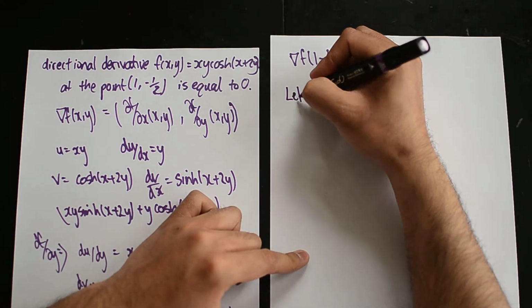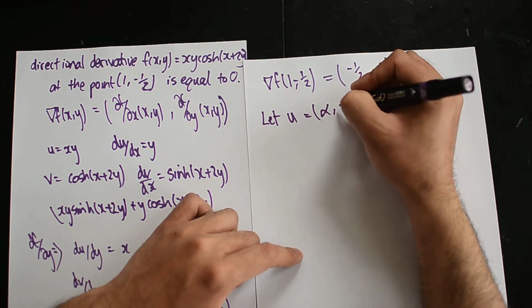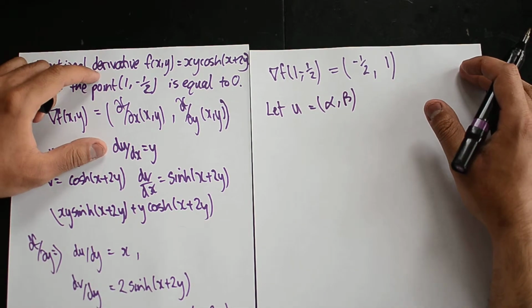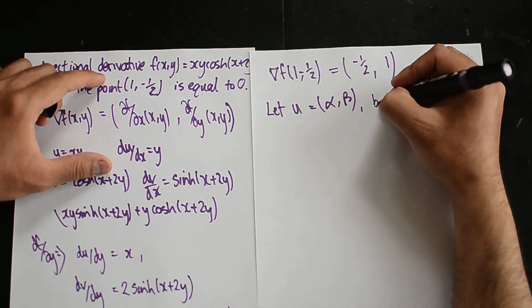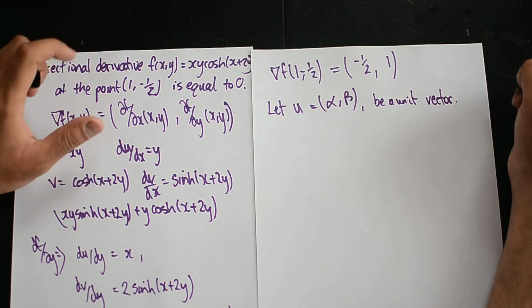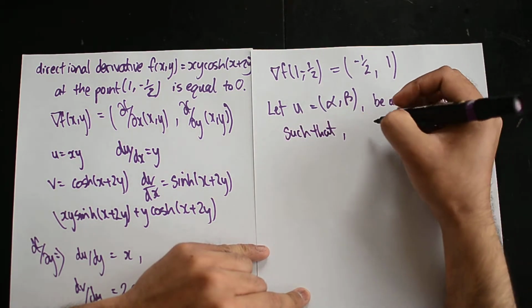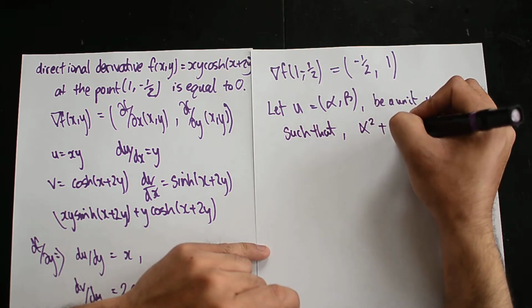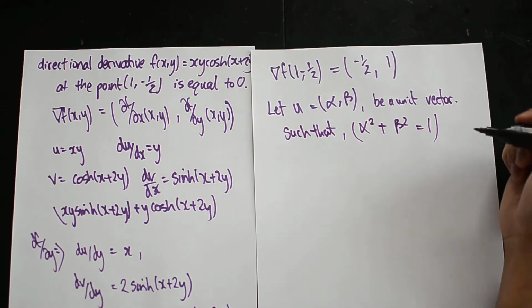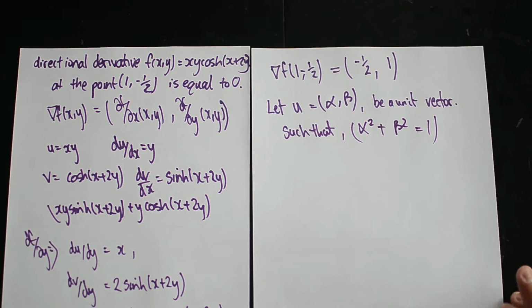So now I'm going to let u equal (alpha, beta). You could pick any Greek letter, it doesn't really matter. And this is going to be a unit vector, such that alpha squared plus beta squared will equal 1. This is something that you need to know. You must remember this because we're going to now use this in manipulating the answer.